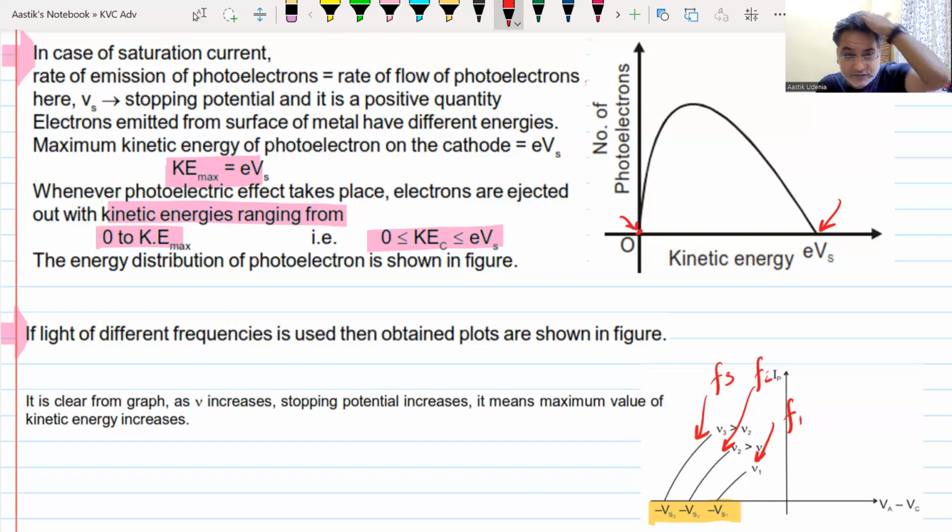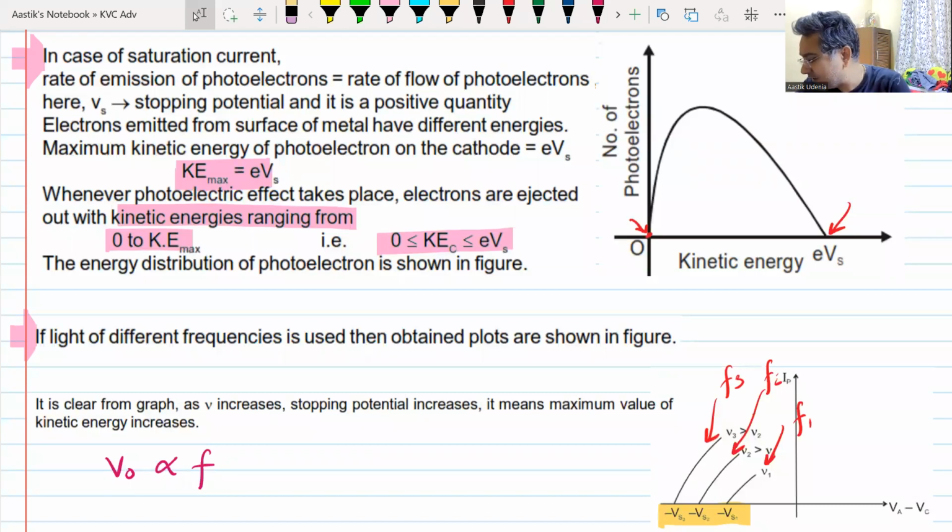Which is the maximum frequency? F3 will be max. So you can see that the stopping potential is directly proportional to the frequency F. Do we understand this? Negative value, I mean. Remember here, more negative does not mean less. More negative means more. Do we understand? Yes. I'll give you 2 minutes to note this down.